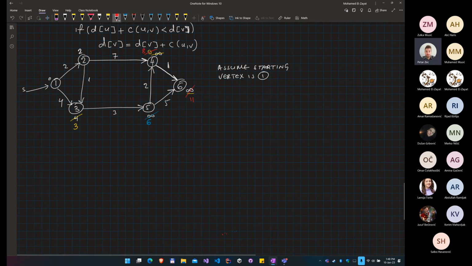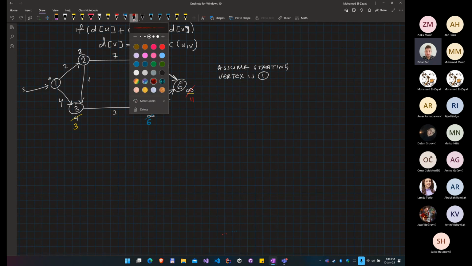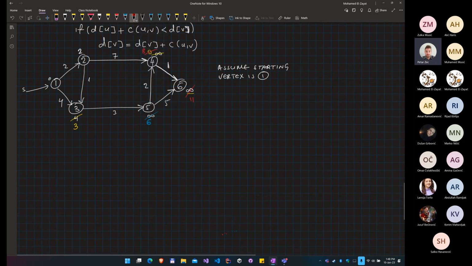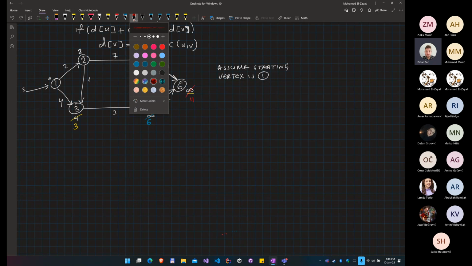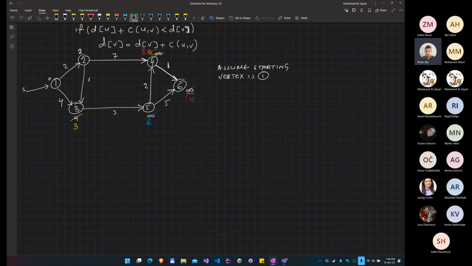So if it actually connects to 6, let me pick up a different color. Now this is going to be a little bit interesting. Yeah, let it be something like what? Green, maybe? Darker green, fine by me. So 8 plus 1 is 9. 9 is less than 11, so we update that. So we have 9. Okay? So right now, by this, we are done with Dijkstra.